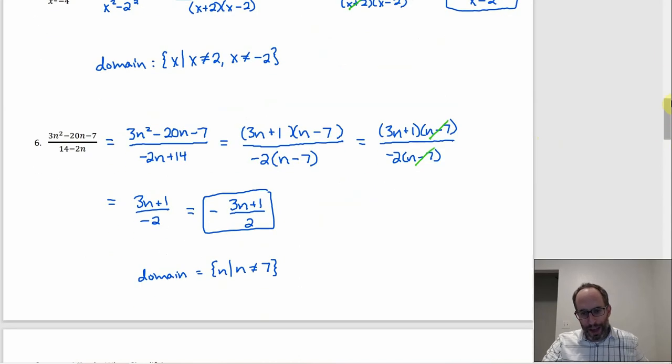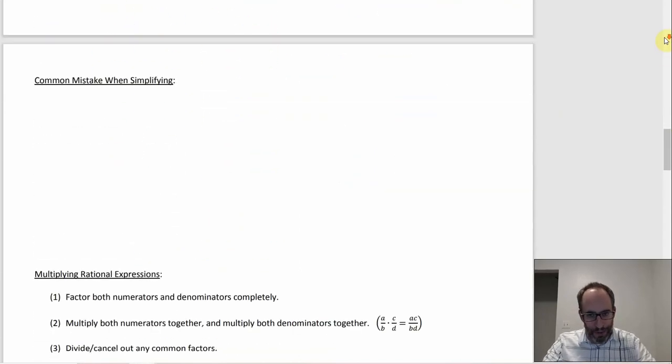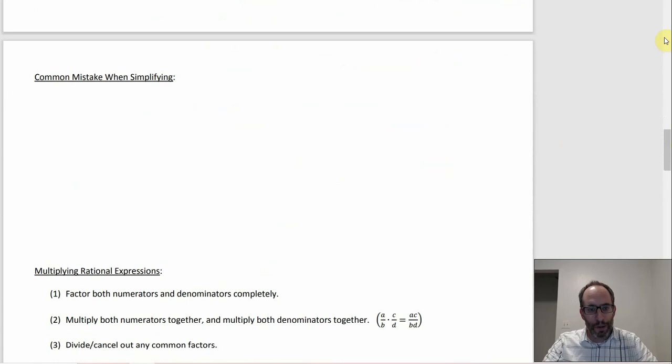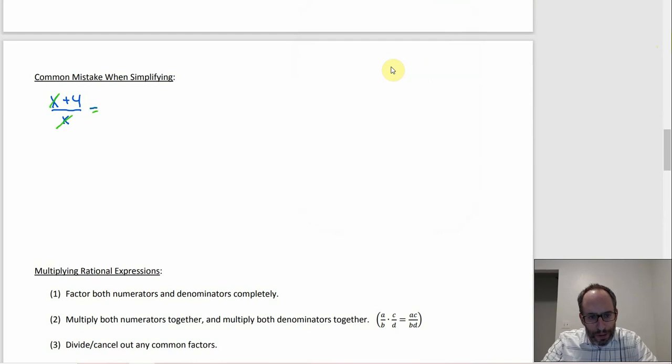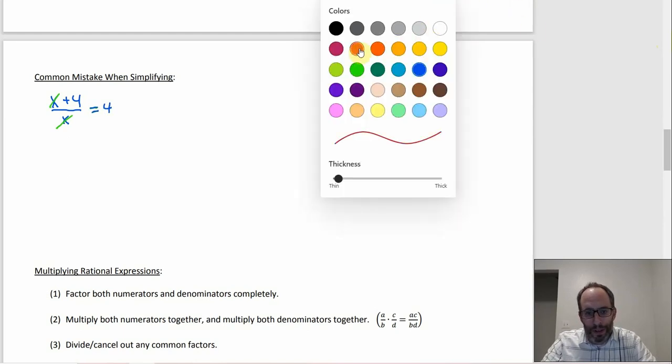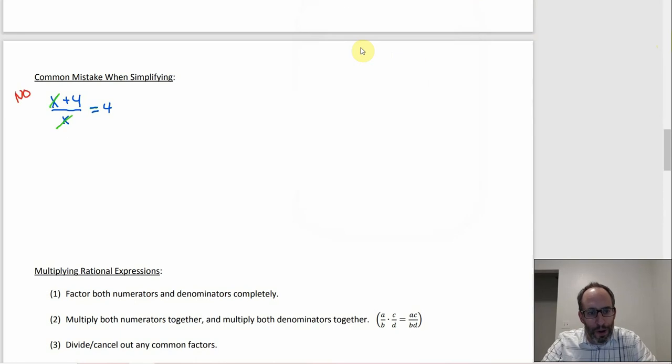There is a common mistake to watch out for when simplifying things. It would be to do something like this. Like if you had x plus 4 over x, to then say, well, we're going to cancel out the x and that x, and then we're going to say that that's 4. Oh, I changed colors. There. So then this one here, this is a no.